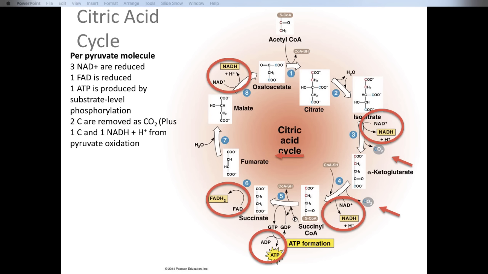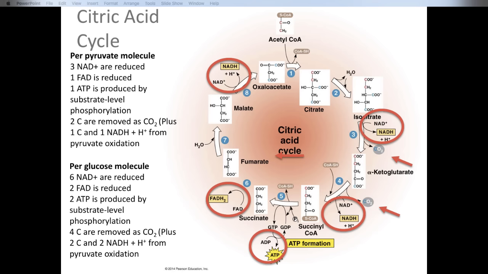For each molecule of glucose, we get 2 molecules of pyruvate, which is oxidized into 2 molecules of acetyl-CoA. We go through the cycle twice, so our production per molecule of glucose looks like this. Pause here to write down the net products per molecule of pyruvate and the net products per molecule of glucose. This is what you're responsible for remembering.